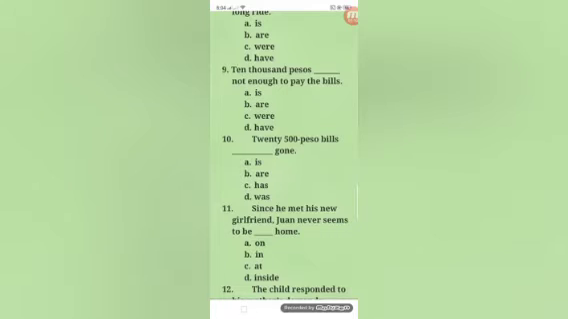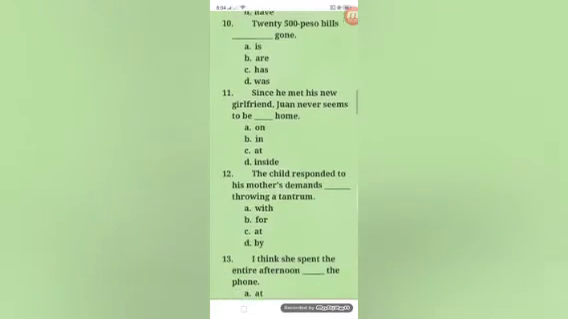Why are? Why plural? Because here we're not talking of the amount of the money, but the quantity of the money. How many 500 peso bills? How many? There are 20. So here it's plural. So definitely, it will take a plural verb, and that's letter B, which is are. There you go. Next, number 11.